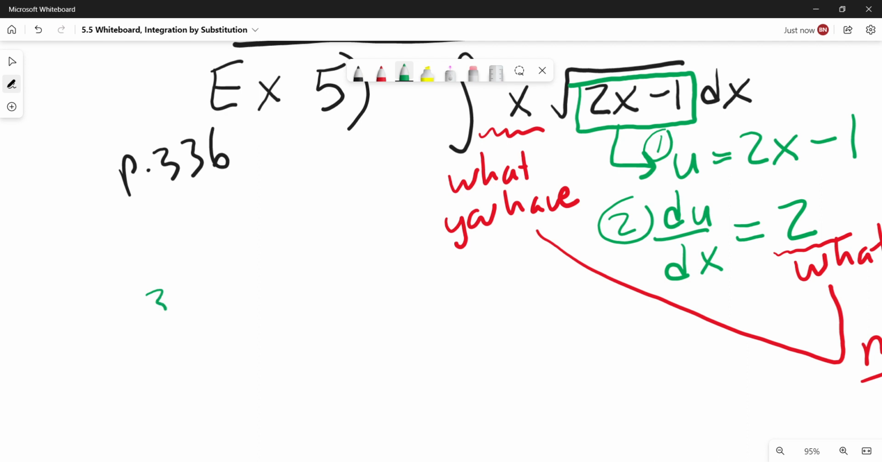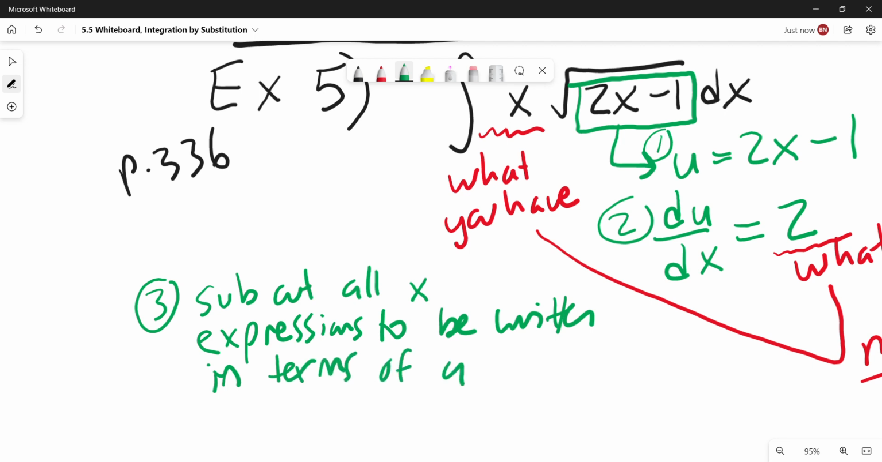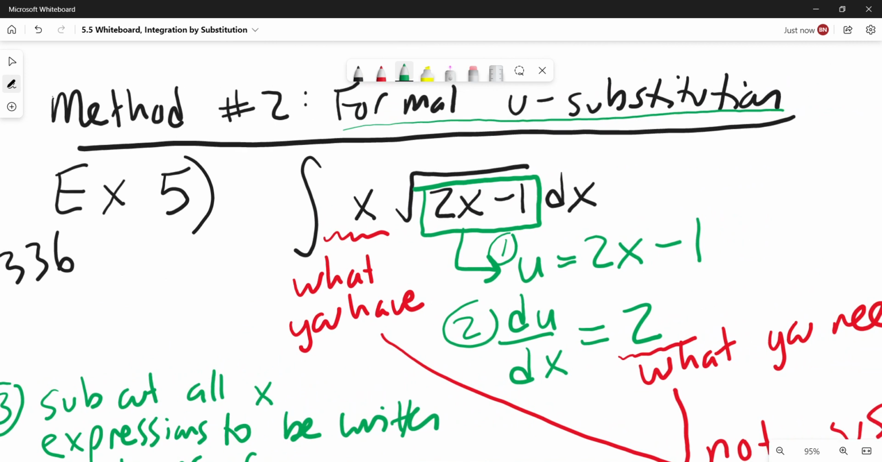Your third step: sub out anything with an x in it after the integral sign in terms of u. Sub out all x expressions to be written in terms of u. That's why it's called formal u substitution. This is where you actually have to go all the way with u. Again, the u puns.